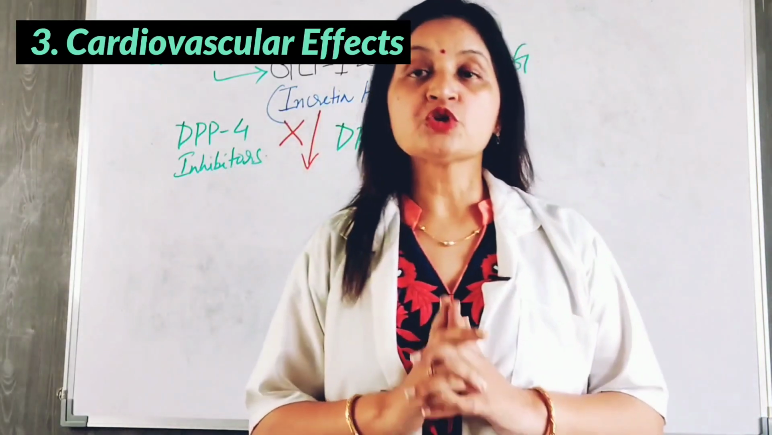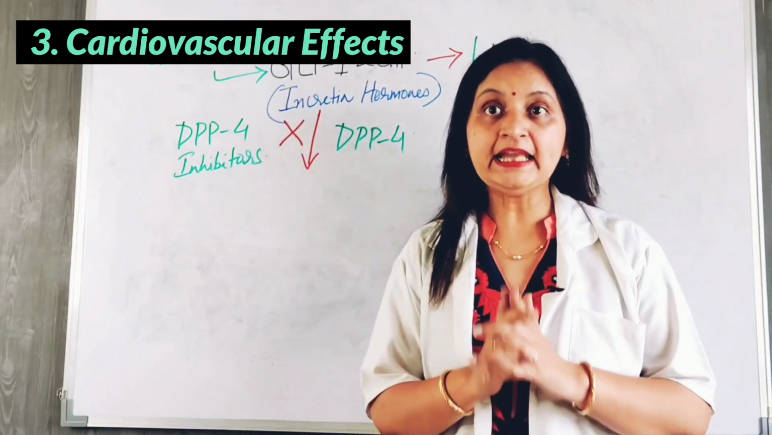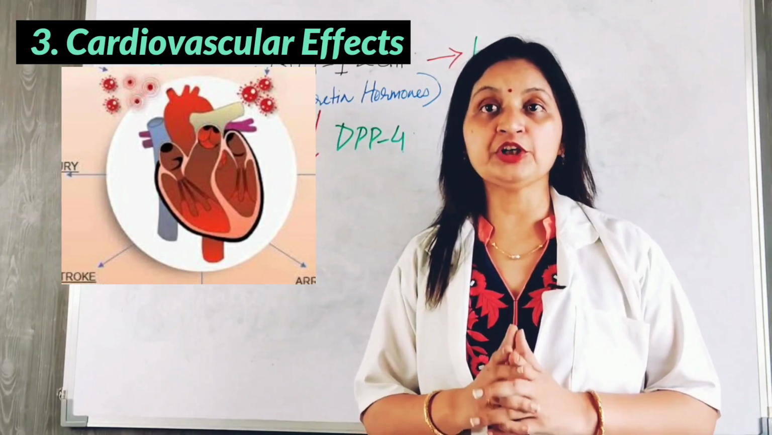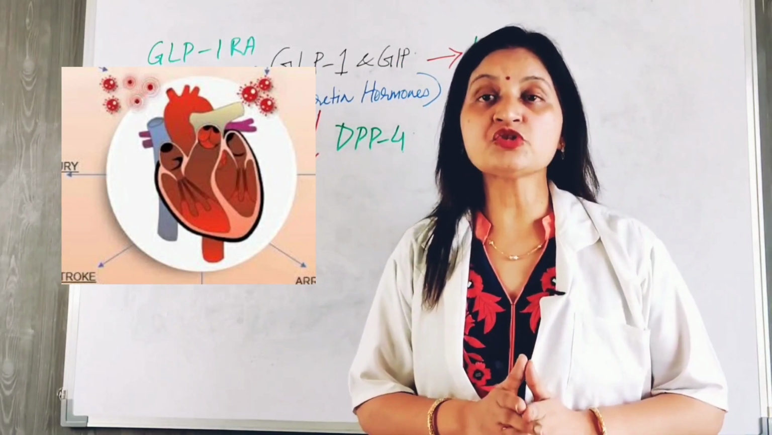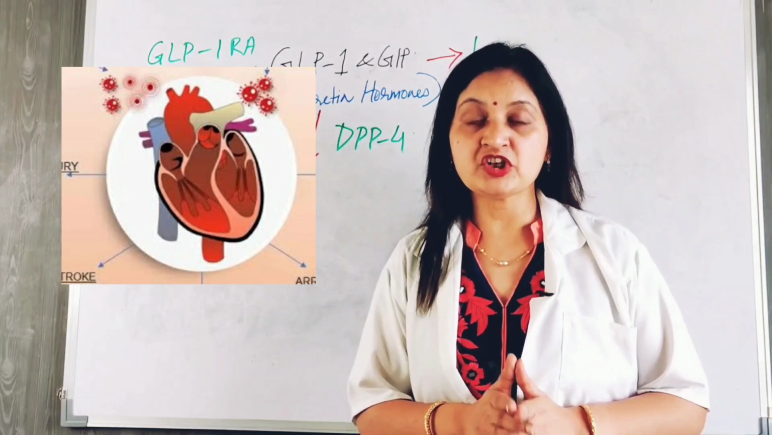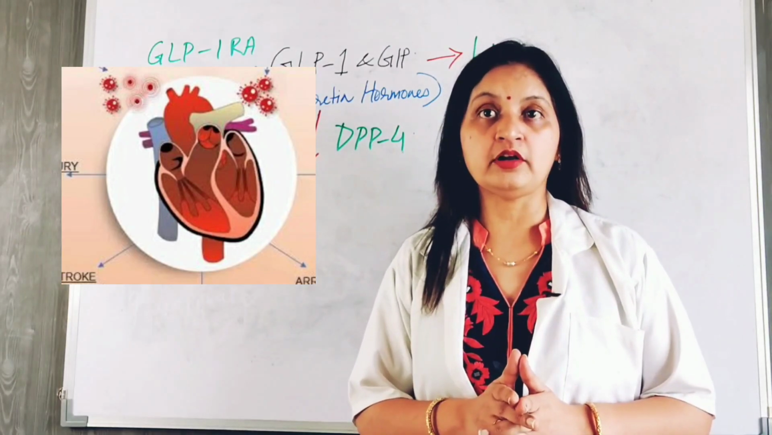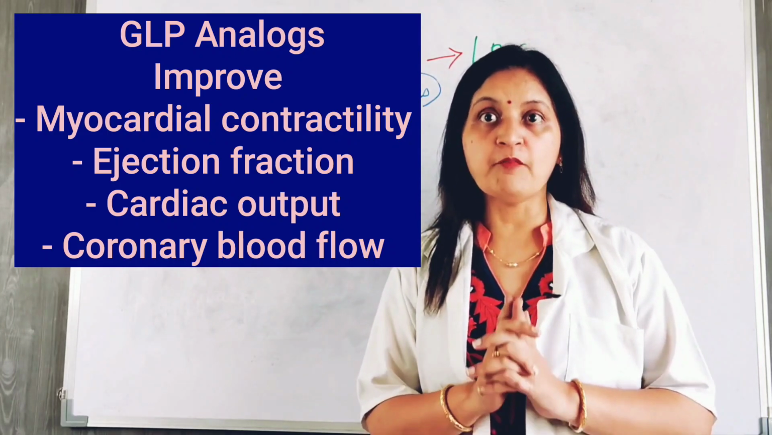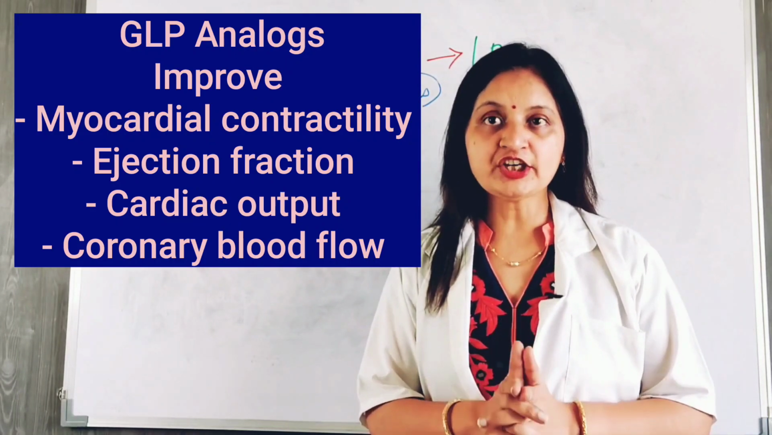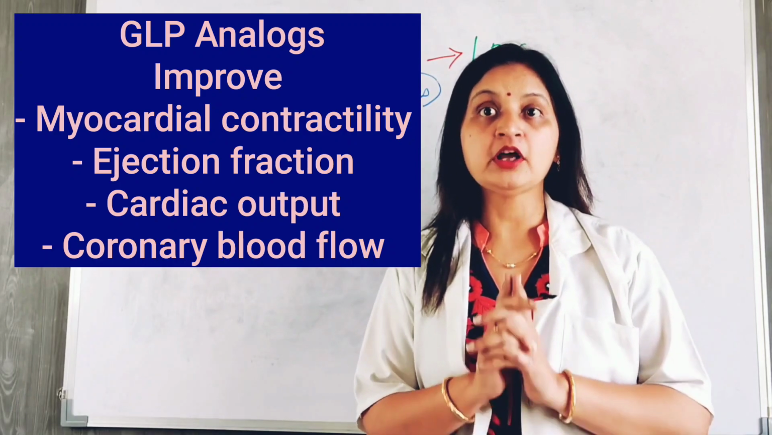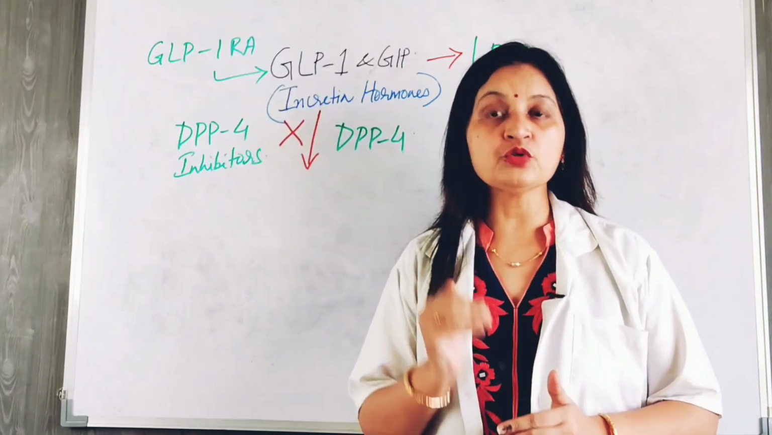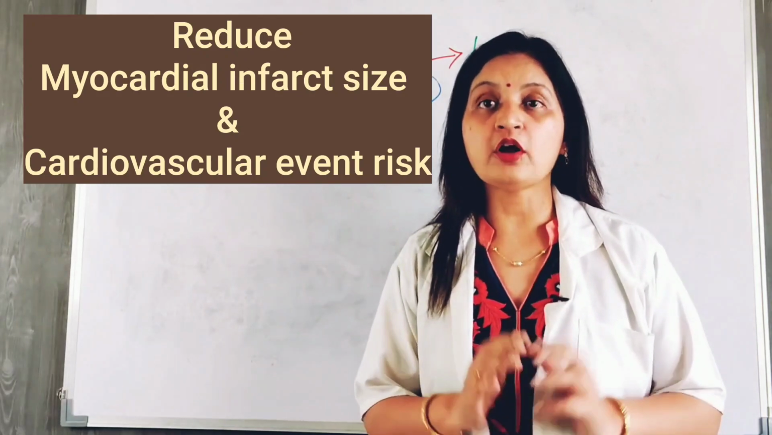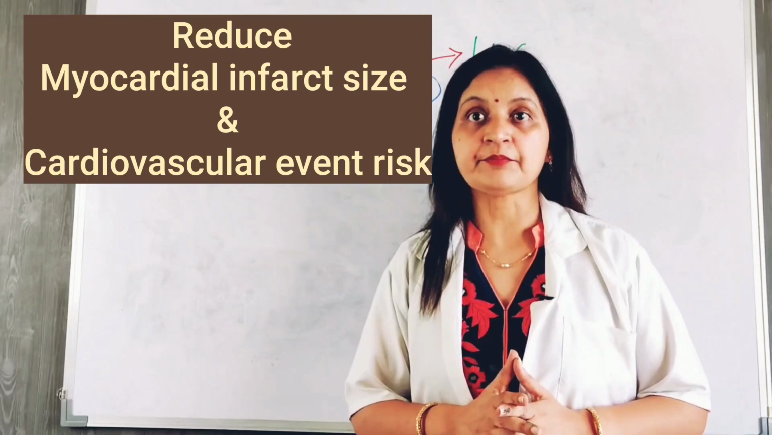The third benefit of GLP-1 analogs is with respect to cardiovascular effects. These drugs are known to mitigate cardiovascular risk. GLP-1 analogs have been demonstrated to reduce body weight, decrease systolic and diastolic blood pressure, and reduce total cholesterol. They improve myocardial contractility, ejection fraction, cardiac output and coronary blood flow, while reducing the myocardial infarct size and the overall cardiovascular event risk.